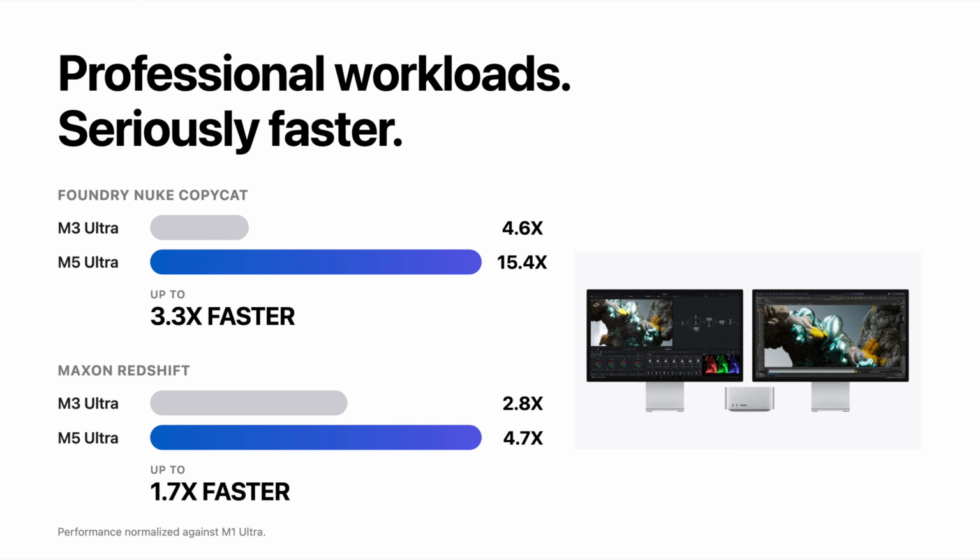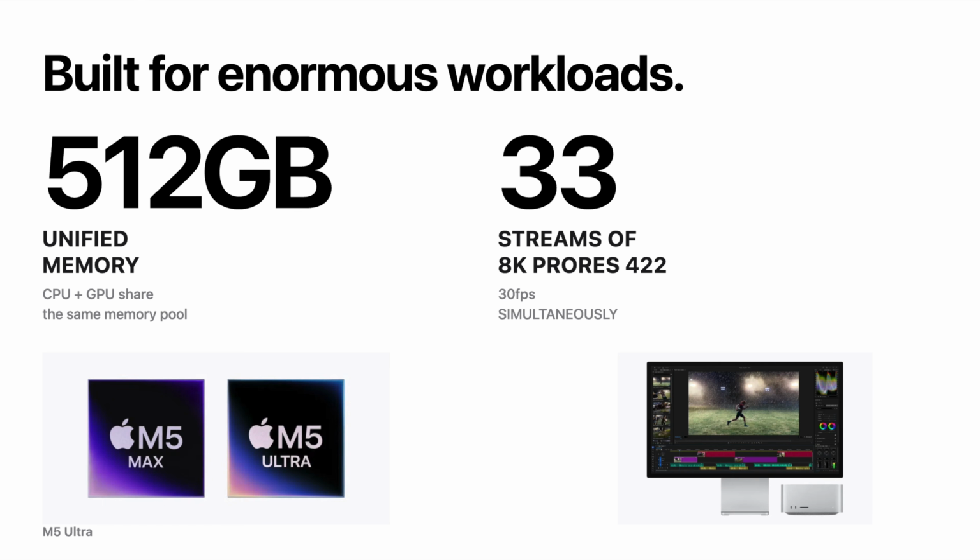That's up to 1.7 times faster scene rendering compared directly with M3 Ultra. So we're not talking about small 10 or 20% improvements here. Certain AI and professional workloads are literally multiple times faster. And this is where that 512 gigabytes of unified memory becomes particularly interesting.